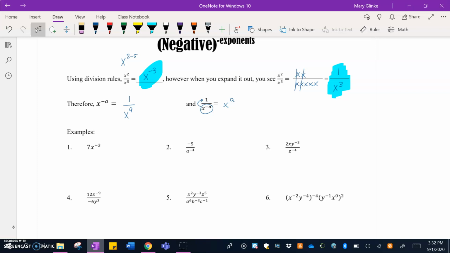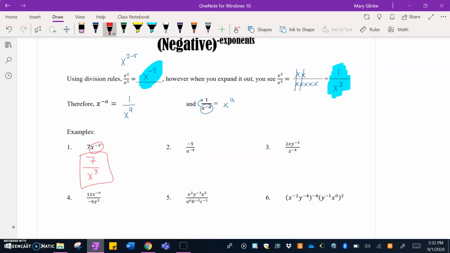So number 1 here, we're going to go ahead and figure out what is being raised to the negative power. Right now it's just the x that's being raised to the negative third power. So the 7 stays where it is. The x moved down to the denominator and becomes positive.